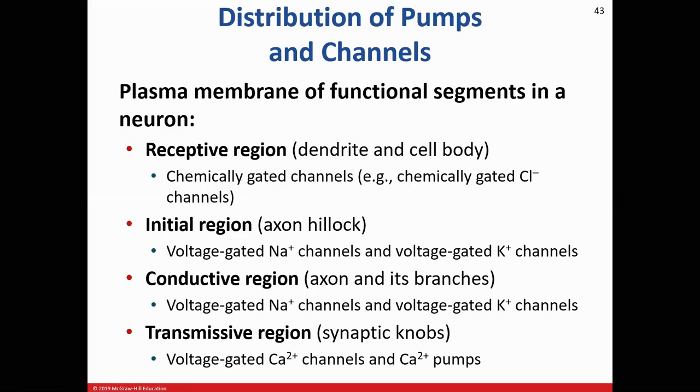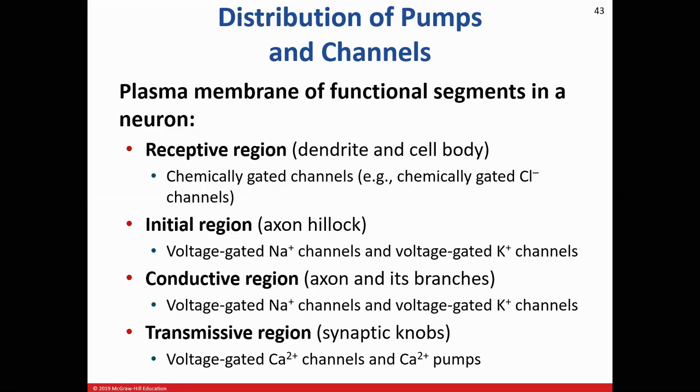When we look at the plasma membrane, we have a whole bunch of functional segments within the neuron. And we kind of touched on these a little bit so far. We have the receptive region, which is the dendrite and the cell body. And these involve chemically gated channels, which include chemically gated chlorine channels, which we really haven't talked about much at all. We have the initial region, which is the axon hillock.